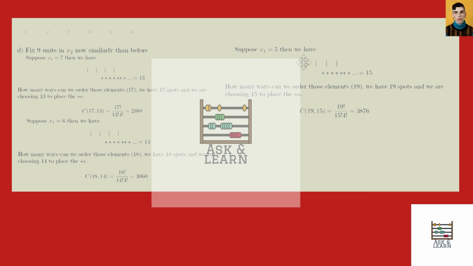Now if x1 is equal to 5, we have 5 spots, 15 stars, so a total of 19 spots and 15 stars. So we have to select 15. So the combinatorial number C(19,15), that's that value. We do the same for x1 equals 4. We have 5 spots, 16 stars to place. That gives us 20 spots, and 16 are going to be occupied by the stars. So that's the combinatorial number C(20,16), that is that value.